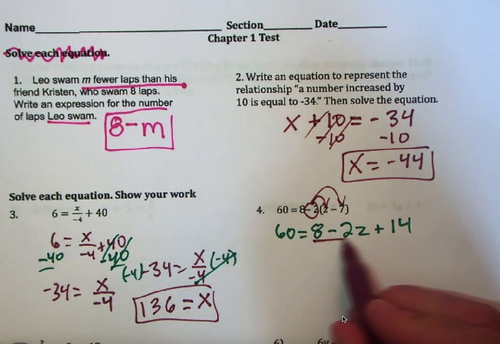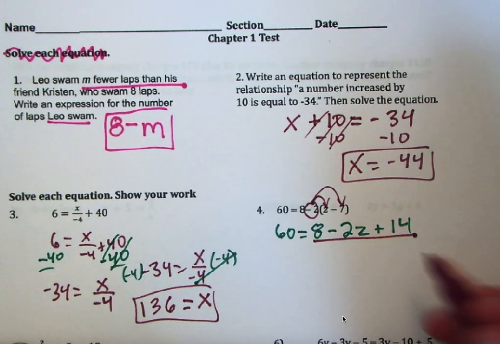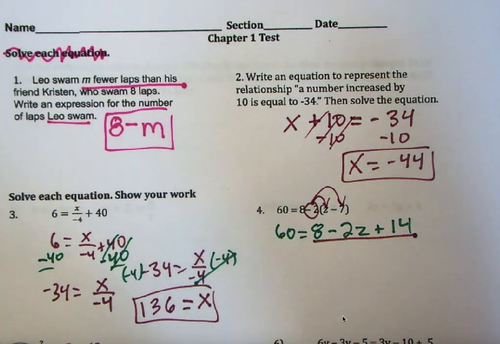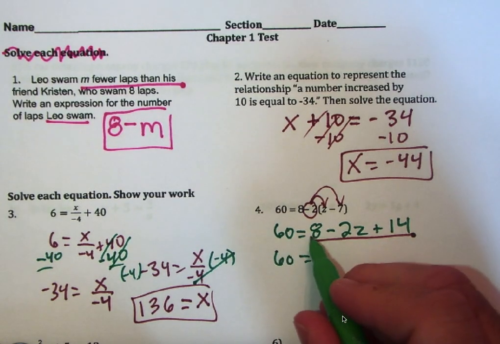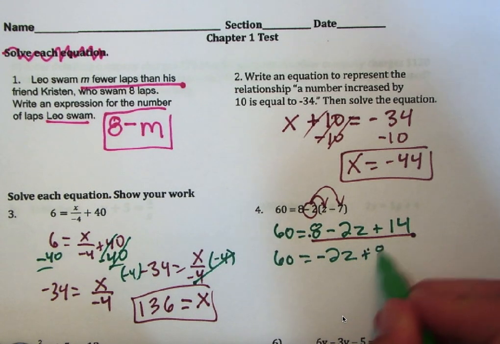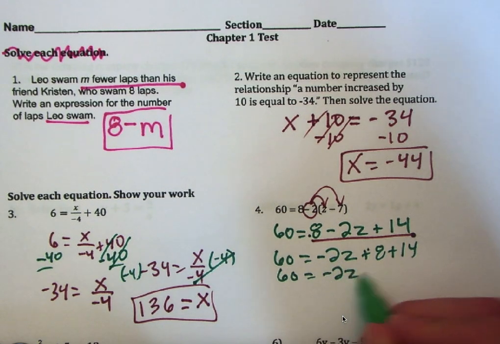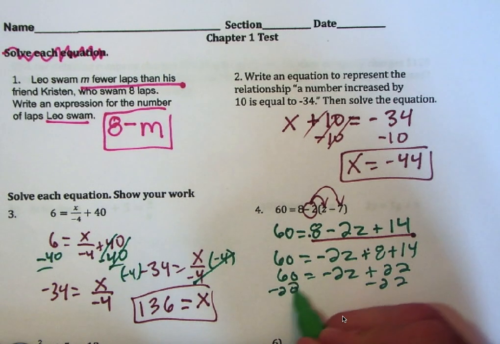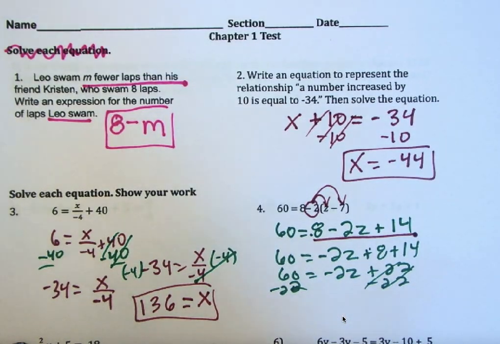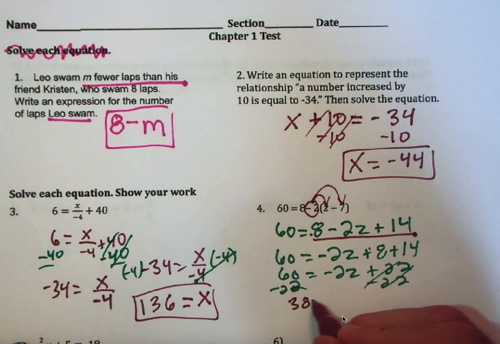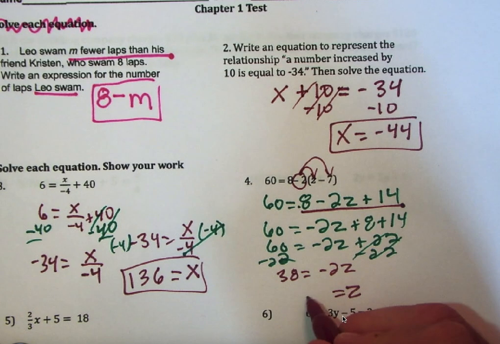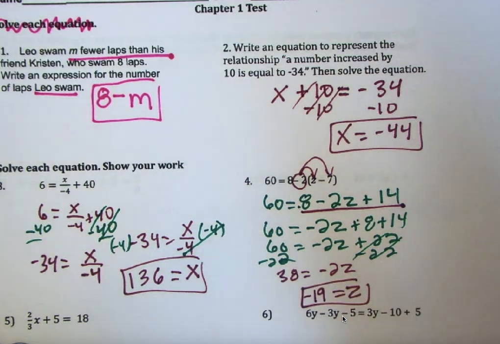Alright, then we're going to see, are there any like terms here? Well, yeah. And I'm going to rewrite it so we can see it next to it. We get 60 equals, we have negative 2z, and then it's 8 plus 14. Just move them over. So we get 60 equals negative 2z plus 22. Take away 22 from both sides. And you get 38 equals negative 2z. And divide both sides by negative 2. And you get negative 19.